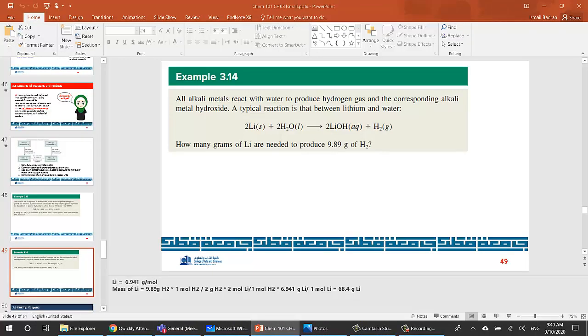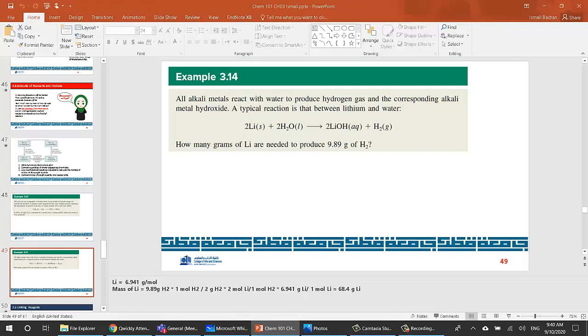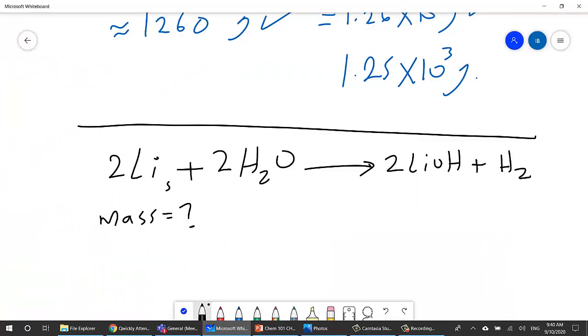He says how many grams of lithium. So the mass here is a question mark, right? Is he giving me anything? 9.89 gram. Okay, so 9.89 gram of this. Oh, nice. So this question is a two-party question. Remember this for next lecture. This is a two-party question. Why? Because there are 2 things involved.